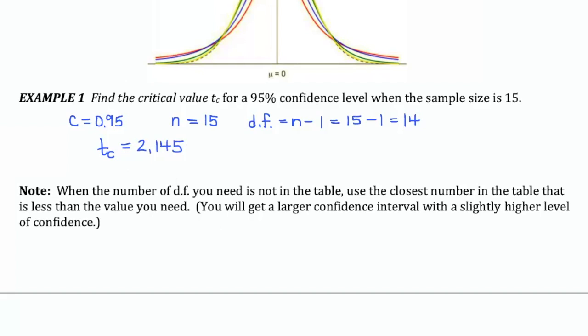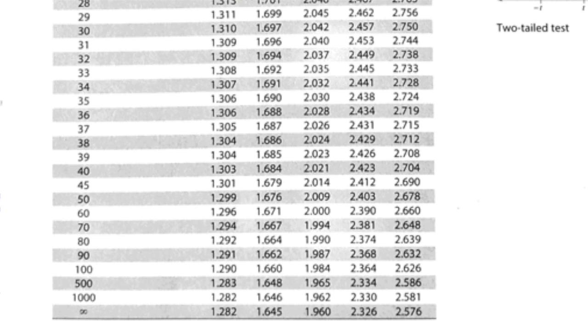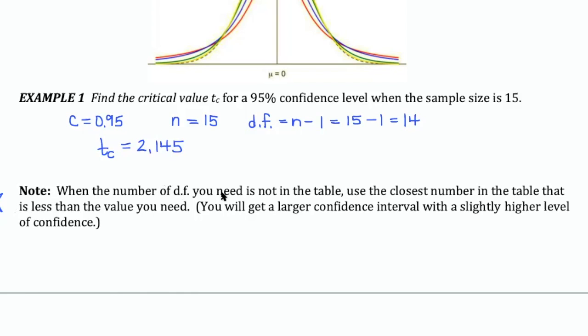So hopefully you understood that pretty well, because this is going to be similar with some minor differences. And then there is a note here. When you're using this table, you'll notice as it gets down to the bottom, it starts to skip over some numbers. It goes from 39 to 40, then 45, 50, 60, 70, 80. If the number of degrees of freedom you need is not in the table, you are supposed to use the closest number in the table that is less than the value that you need.